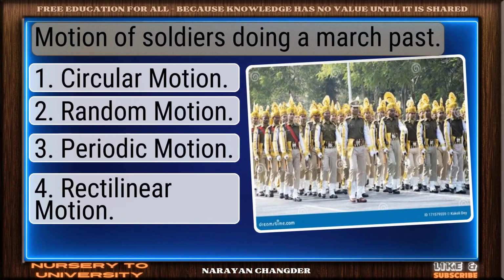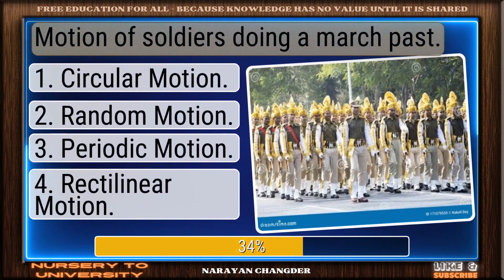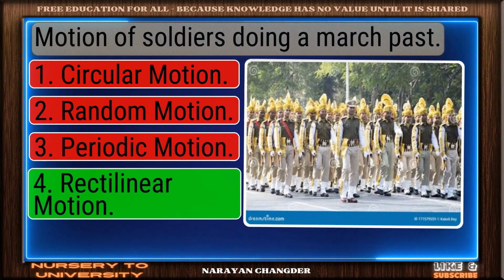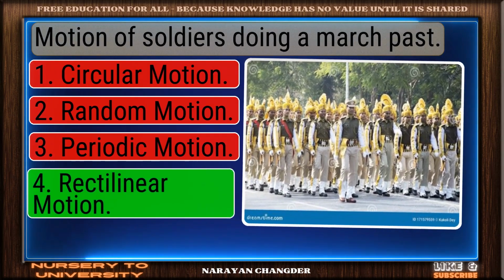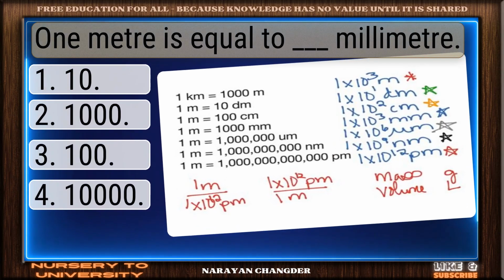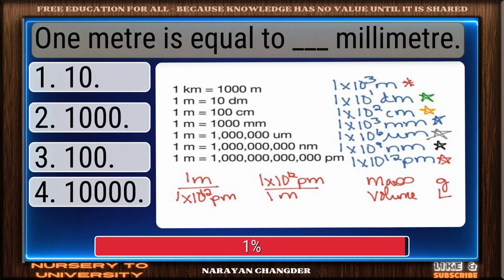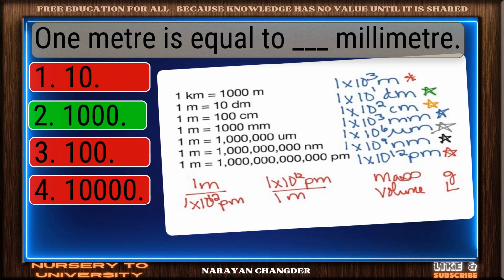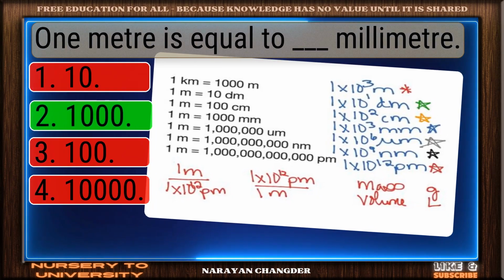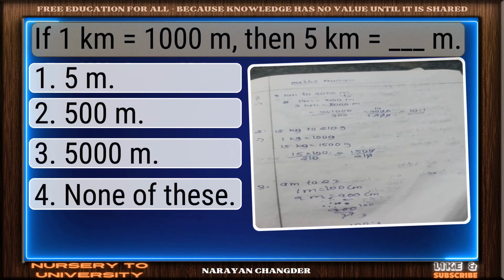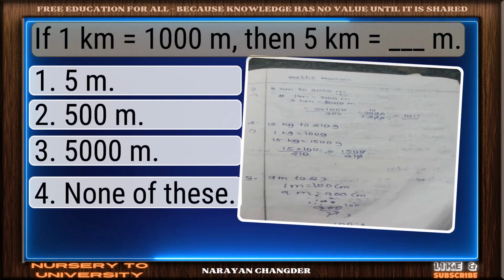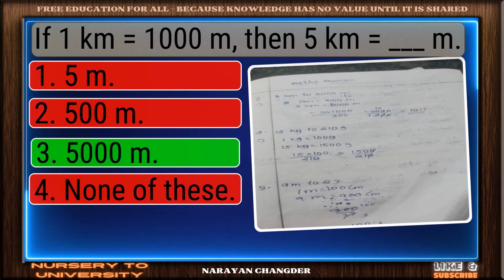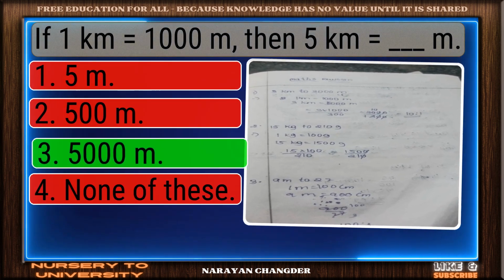Motion of soldiers doing a march past. Smart move. Rectilinear motion is an accurate answer. 1 meter is equal to dash millimeter. Good thinking. 1000 is the right answer. If 1 keb is equal to 1000 meb, then 5 keb is equal to dash meb. Valid point. 5000 meb is true.